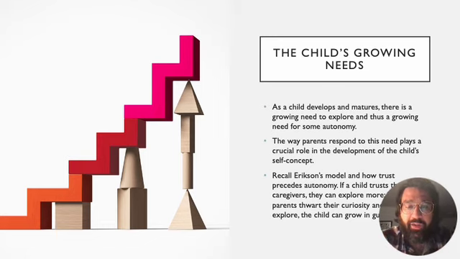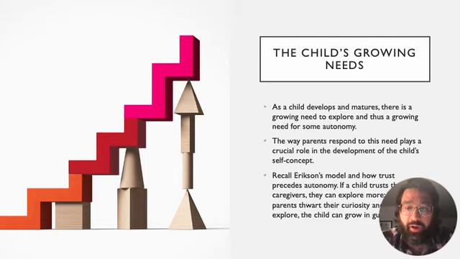So as we grow, our needs change and shift. As a child develops and matures, there's a growing need to explore, and thus a growing need for some autonomy. Exploration sometimes implies exploring on my own, and autonomy refers to my sense that I can make things happen on my own, that I can make up my mind about what to do. As a child grows, they have a need for some autonomy, for some independence.